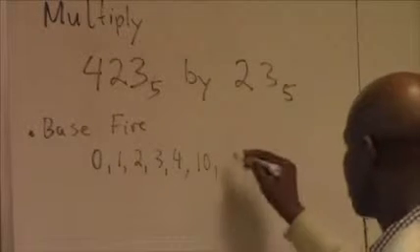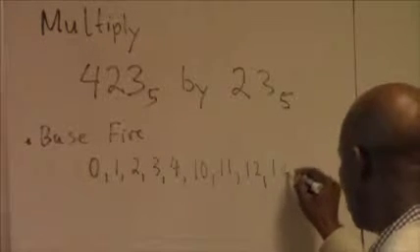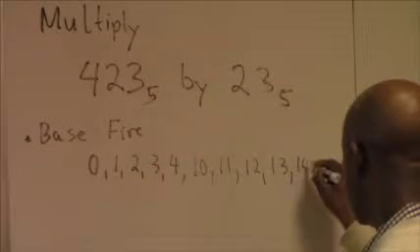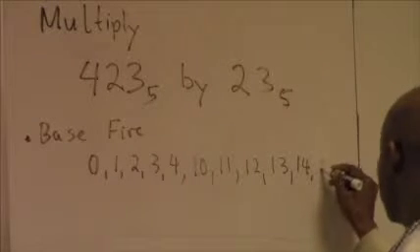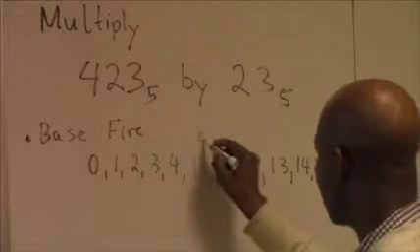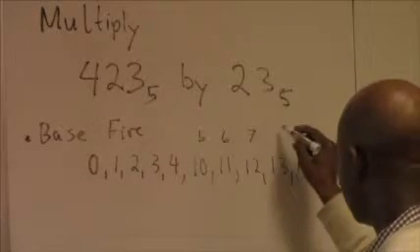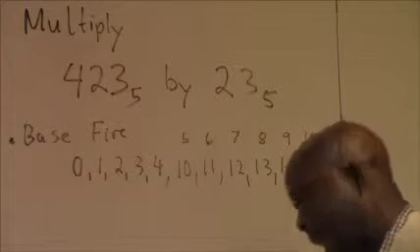And then 6 is going to be 1 and 1. We have 1 and 2, 1 and 3, 1 and 4, and then we add 1 again, so now we're going to have 2 and 0. So if I'm counting, this is 5, 6, 7, 8, 9, and this is like 10.